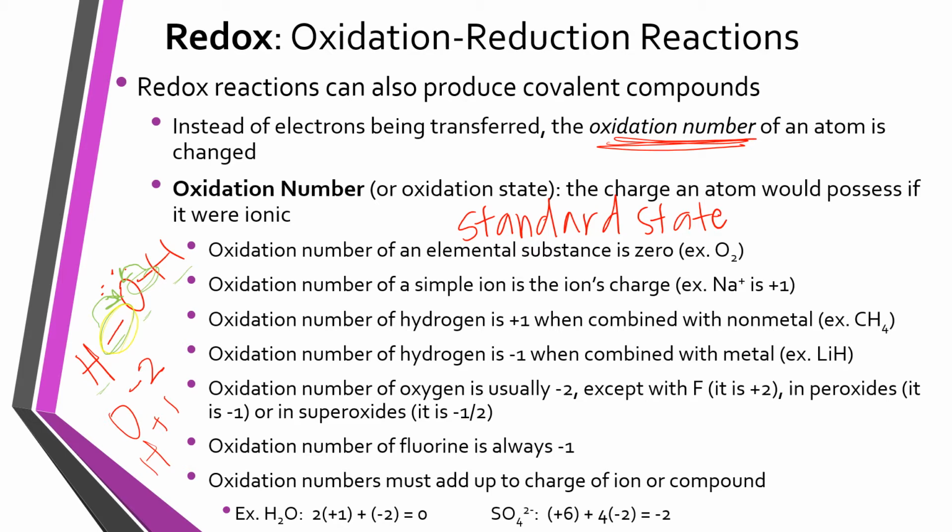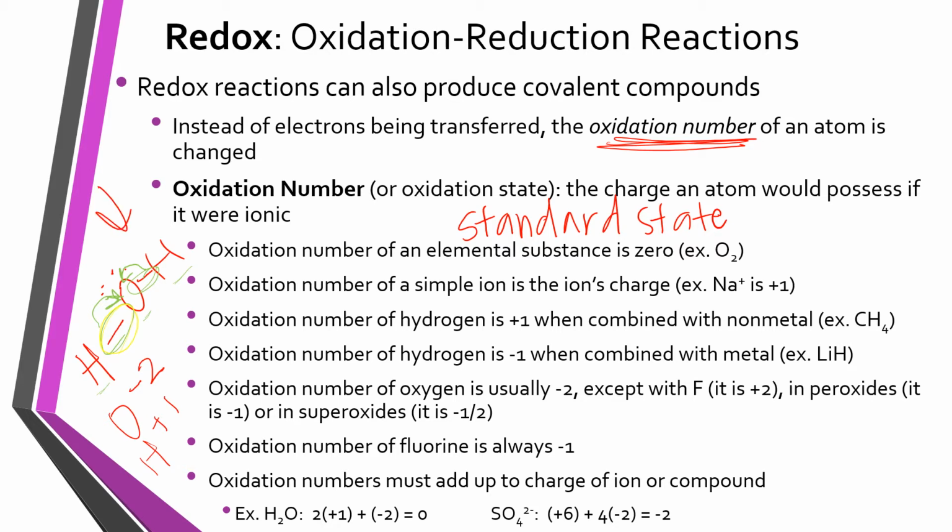So that's super simple. We already know what charges things have, like sodium's +1, magnesium's +2, chlorine's -1, sulfur's -2. Whatever its normal charge is, that's its oxidation number. When hydrogen acts like a metal, when it's combined with a nonmetal, it is always going to be +1 because of the reason I explained over here.